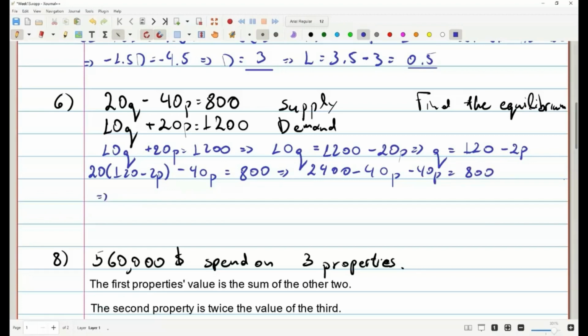That in turn gives us minus 80P is equal to minus 1600. And then P will be minus 1600 over minus 80, which is 20, which in turn brings us to Q is equal to 120 minus 2 times 20, that is 40, which is equal to 80. And that completes 6.